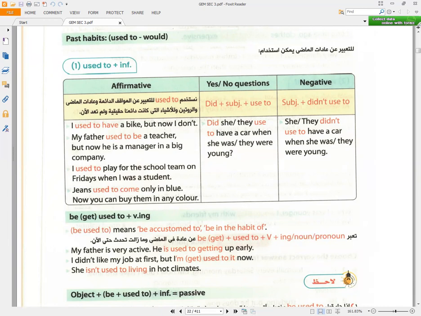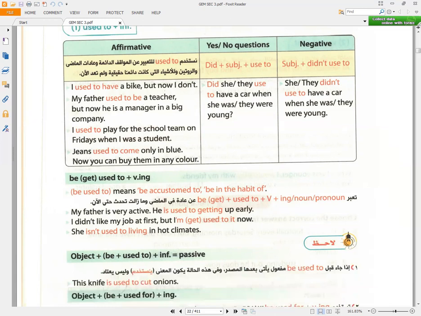Be used to means be accustomed to. By the way, accustomed to is followed by a gerund. Be in the habit of. My father is very active. He is used to getting up early. I didn't like my job at first, but I am getting used to it. She isn't used to living in hot climates.